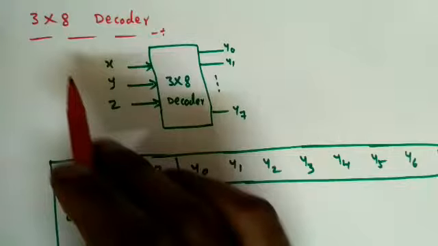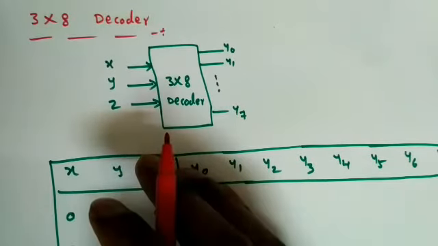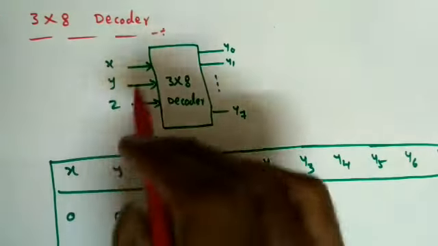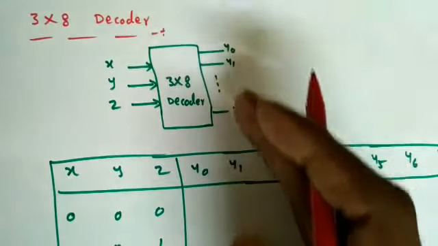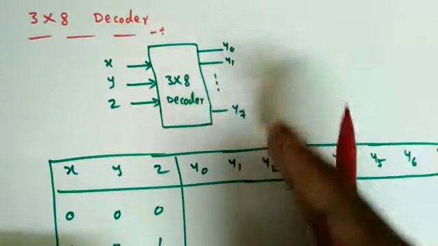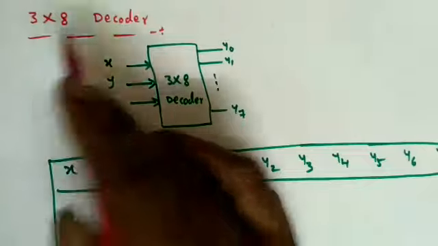Now we'll discuss the 3x8 decoder. Now how to implement this 3x8 decoder: it contains 3 input binary data and it will convert into 8-bit data, or we can say 8 data output lines.